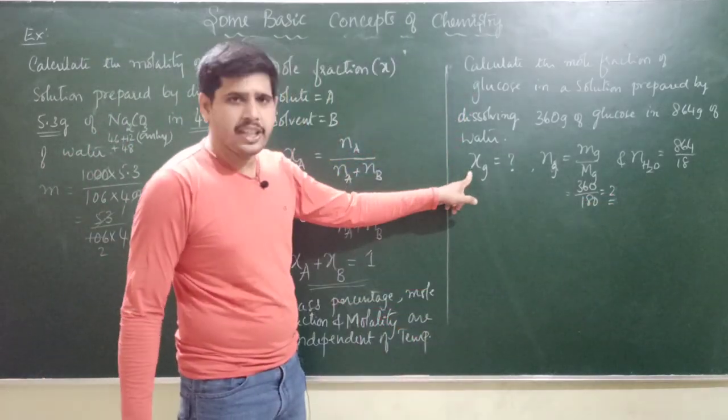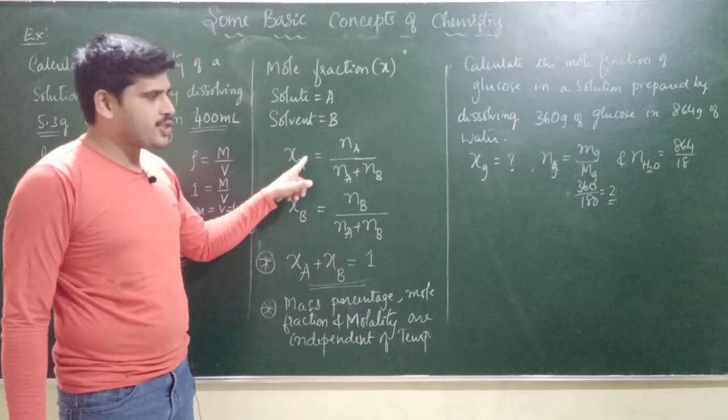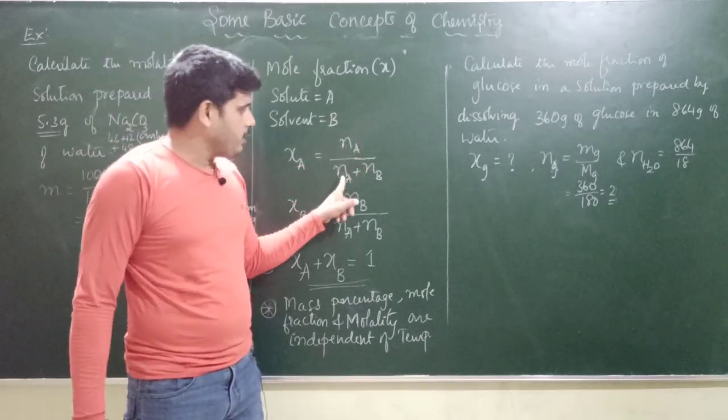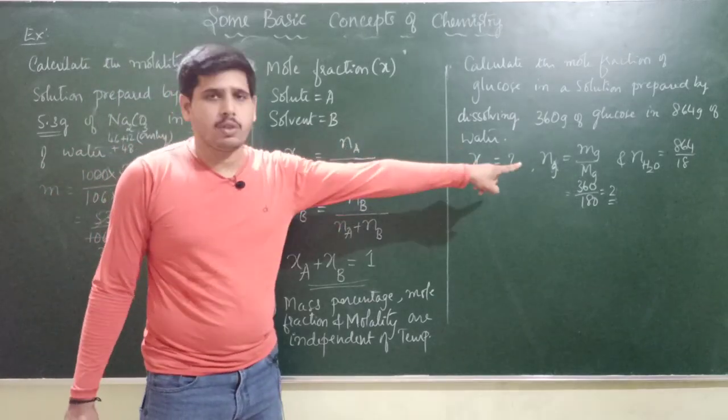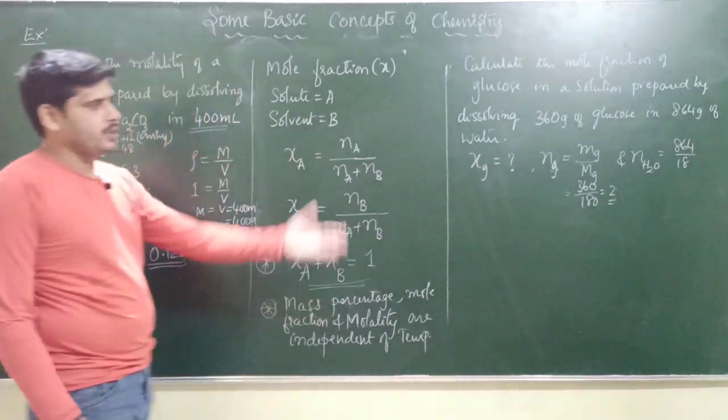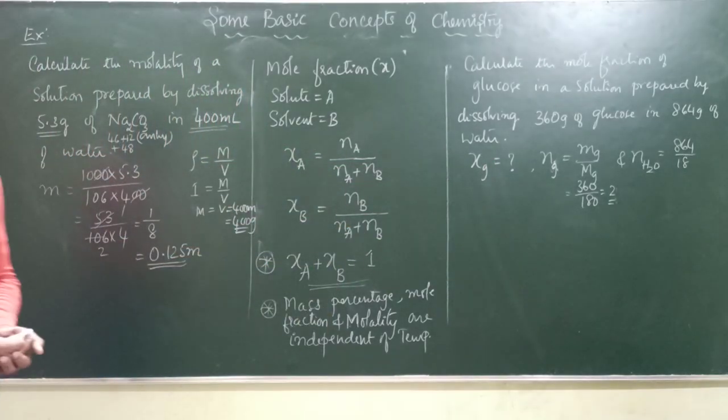What next? Xg can be calculated with the formula Xg is equal to Ng divided by Ng plus NH2O. So obviously we can do it. So go for it, dear students. You can and you will definitely.